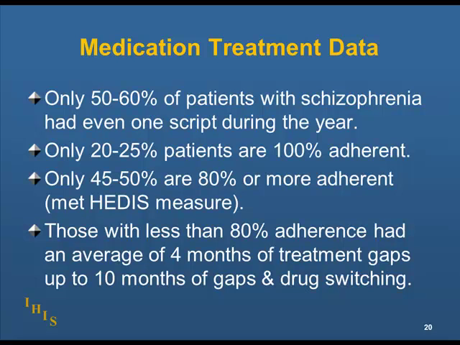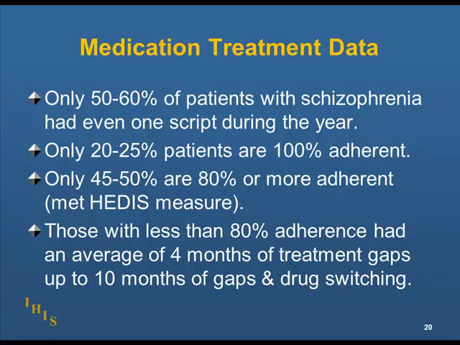We have only 50% of patients who ever got one script in an entire year to treat their schizophrenia. 50%. And those 50% that actually did get a drug, only 20 to 25% of them are what we would consider to be 100% adherent. In other words, they're not changing meds every month like that patient I showed you. They're actually staying on the same med for 10, 11, 12 months out of the year. It's kind of shocking, isn't it?